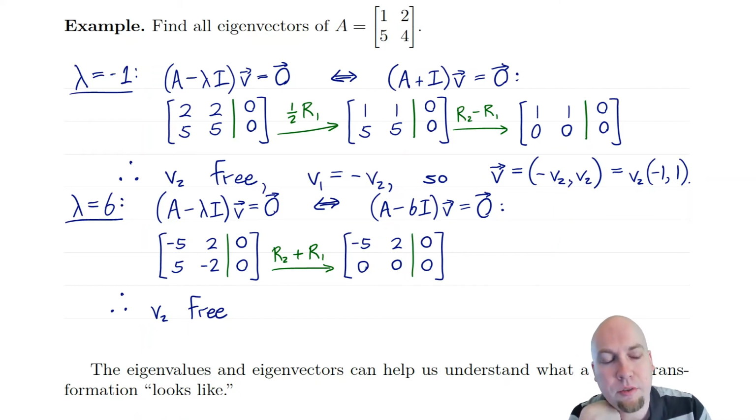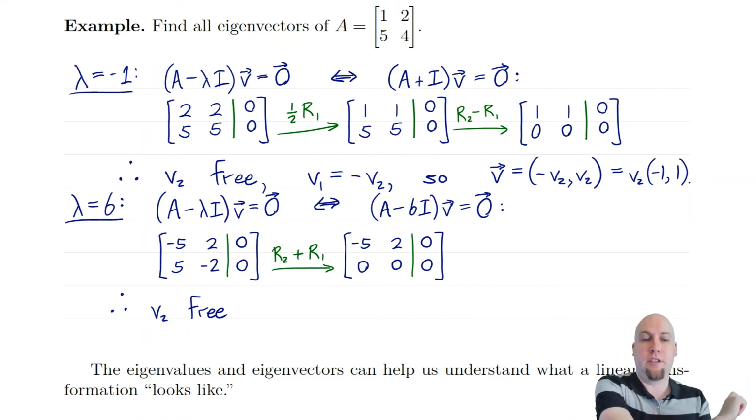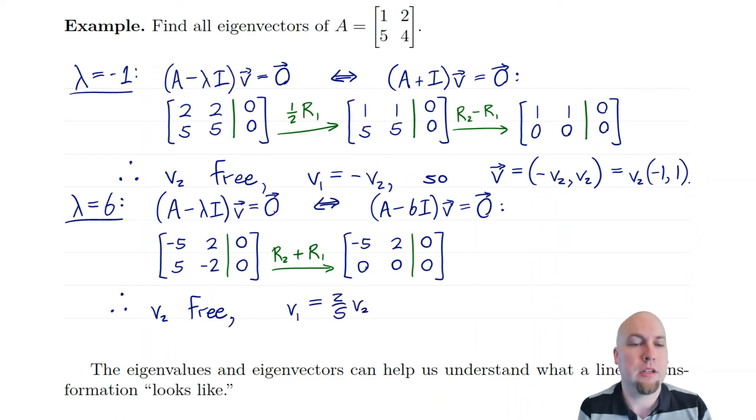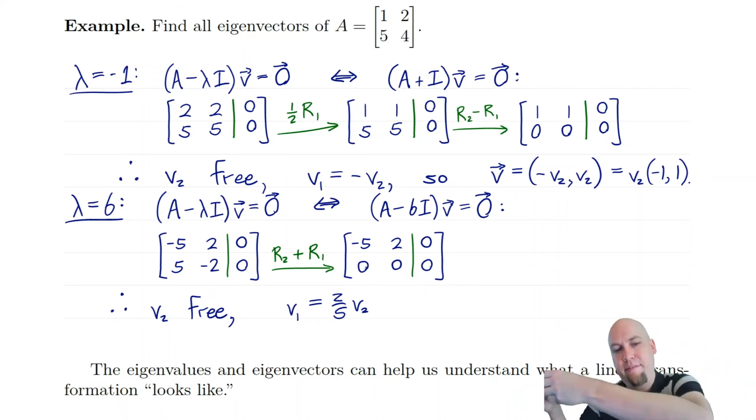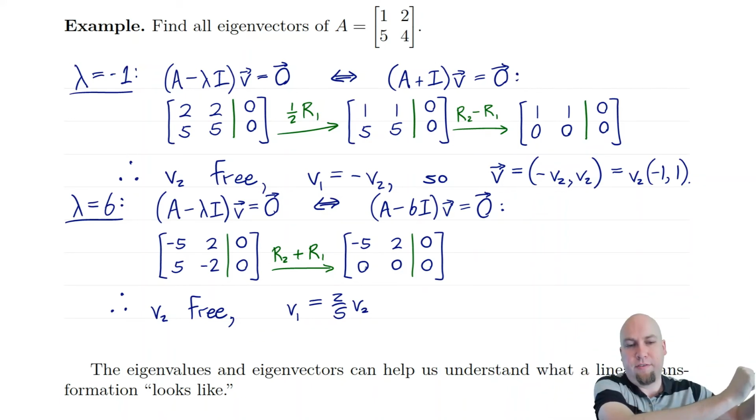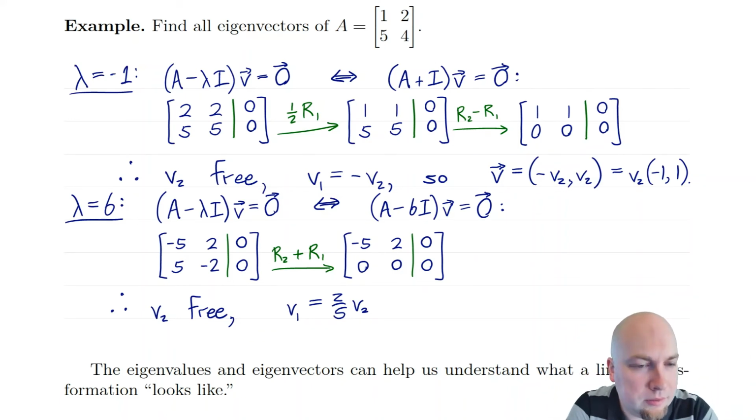So V2 is free, and I'm going to be able to get V1 in terms of V2. In particular, this says -5 times V1 plus 2 times V2 equals 0. Just rearrange things so it's in the form leading variable equals something in terms of the free variable. If I leave V1 on the left-hand side, move V2 to the right-hand side and simplify, I get V1 equals 2/5 times V2.